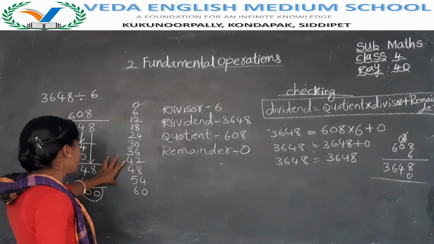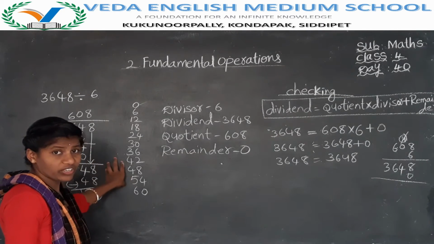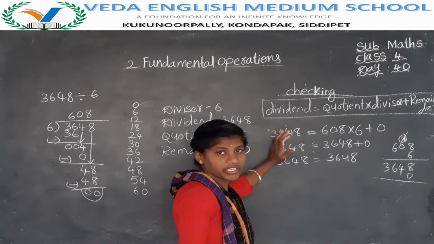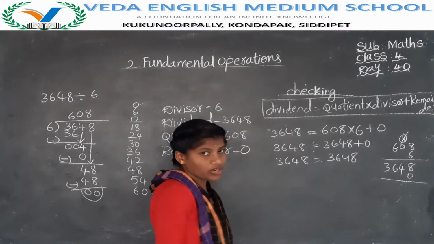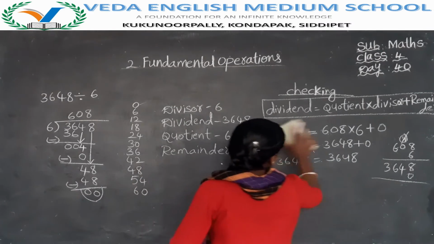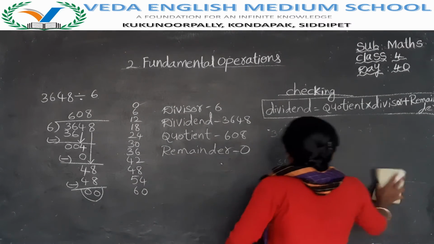Like this you have to find the solutions for this division. By using this formula you have to check whether your division is correct or wrong. Okay children, now we will go to the exercise. Exercise 2.10.